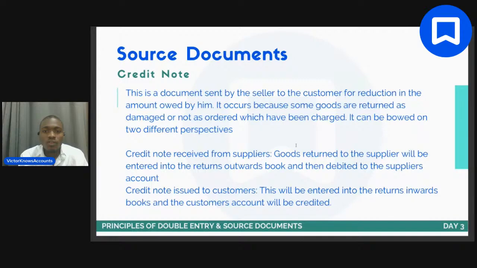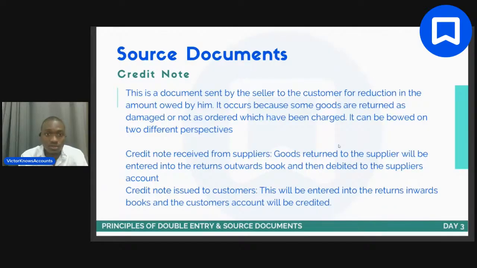Okay. The credit note and debit note are actually sent to request a correction. Is that understood? You first have to understand that credit notes and debit notes are issued or sent for what? For correction. So that you can correct what? A particular transaction that has taken place.